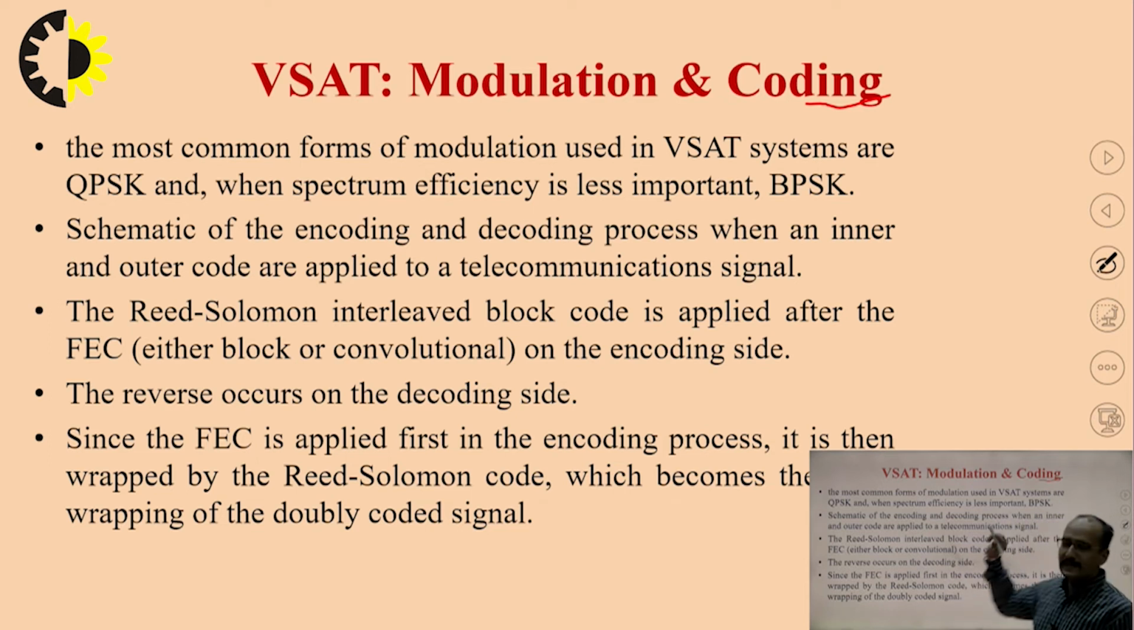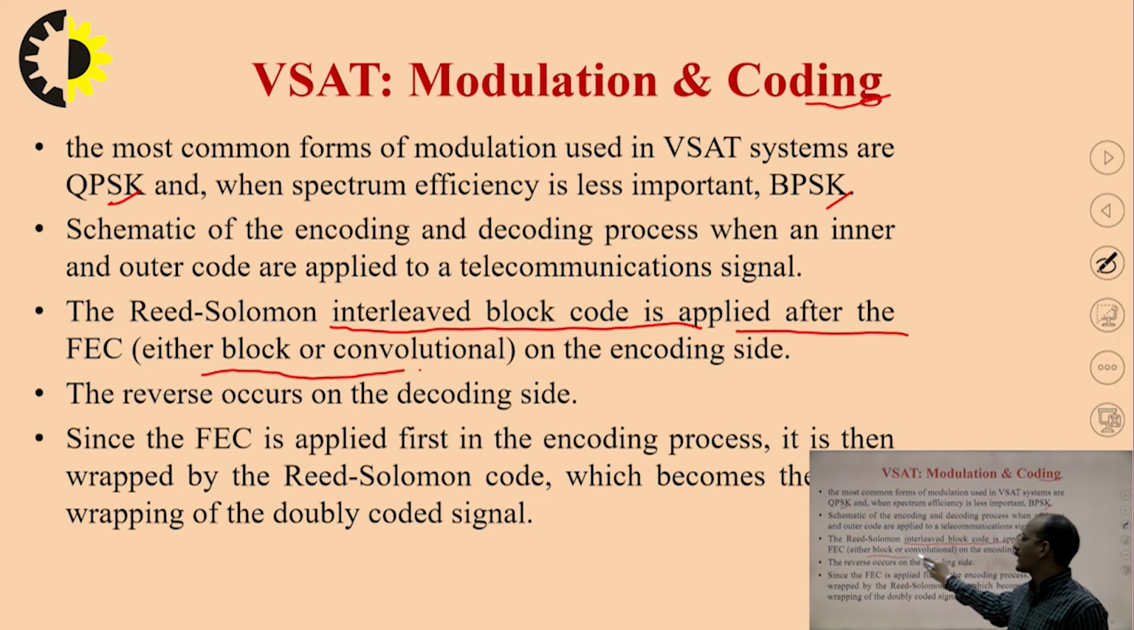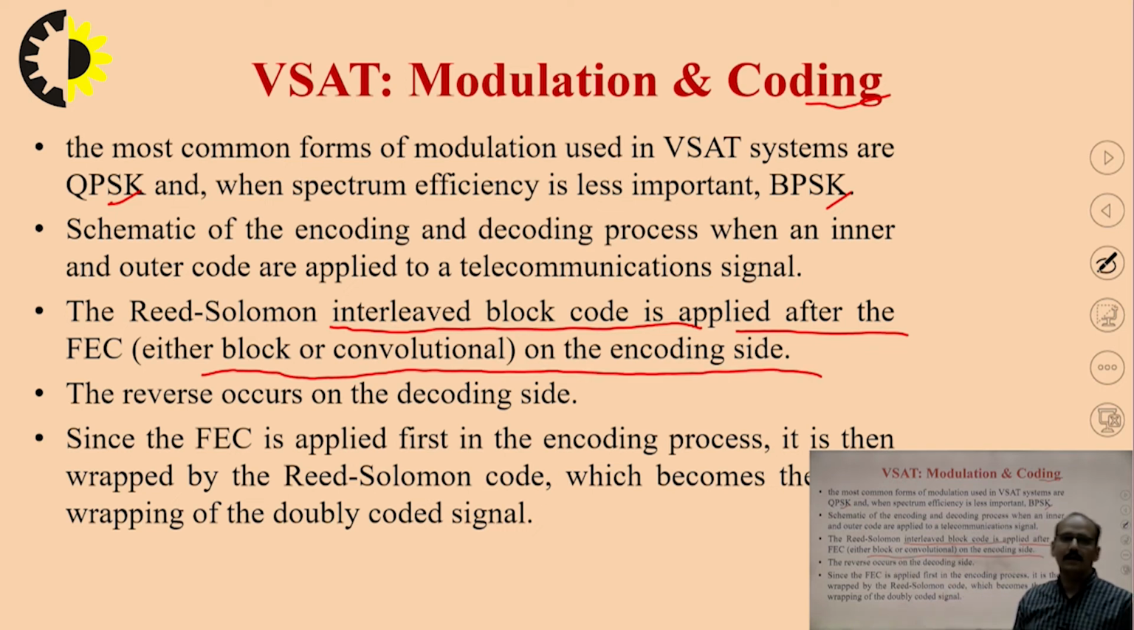It means QPSK and BPSK both are going to be used, but when you strictly require spectrum efficiency, you will use QPSK, otherwise BPSK. Similarly, regarding the semantics of the encoding and decoding process, when an inner and outer code are applied to a telecommunication signal, the Reed-Solomon interleaved block code is applied after the forward error correction on the encoding side. The reverse of this is done at the decoding side.